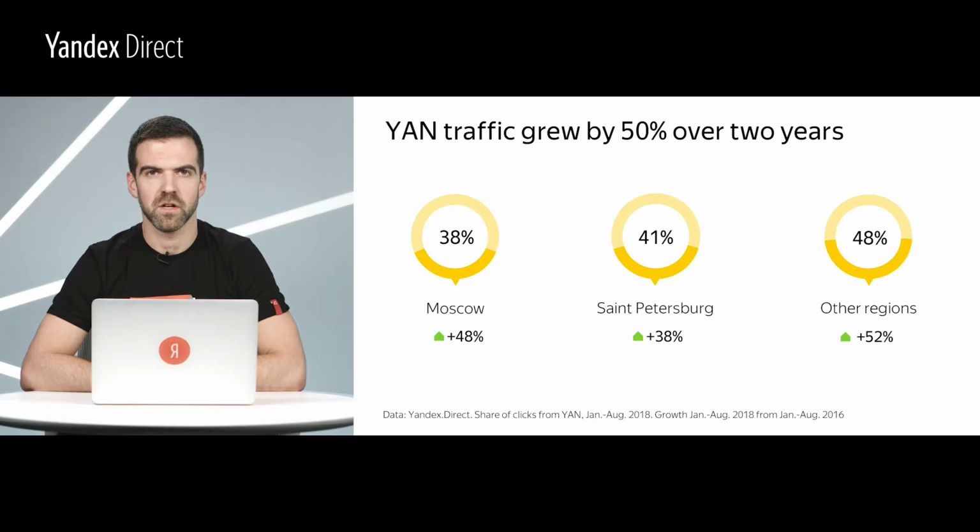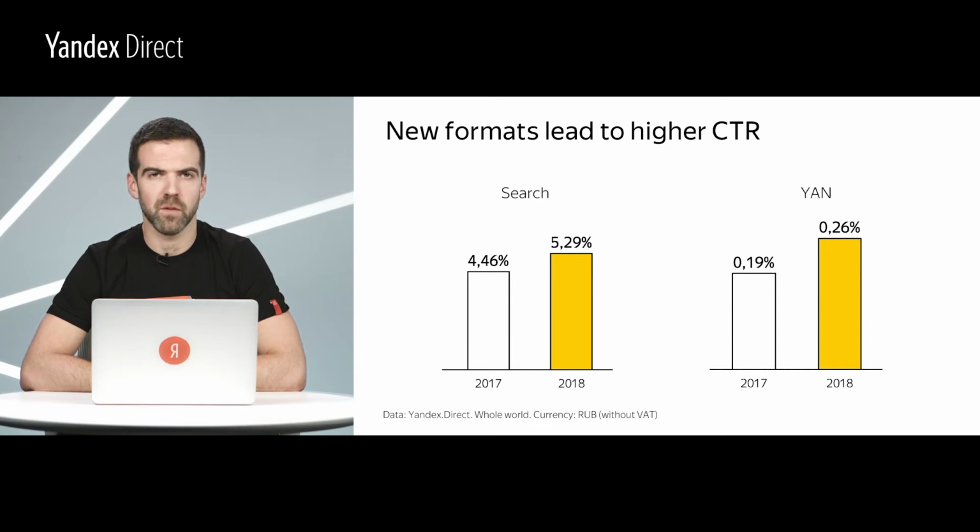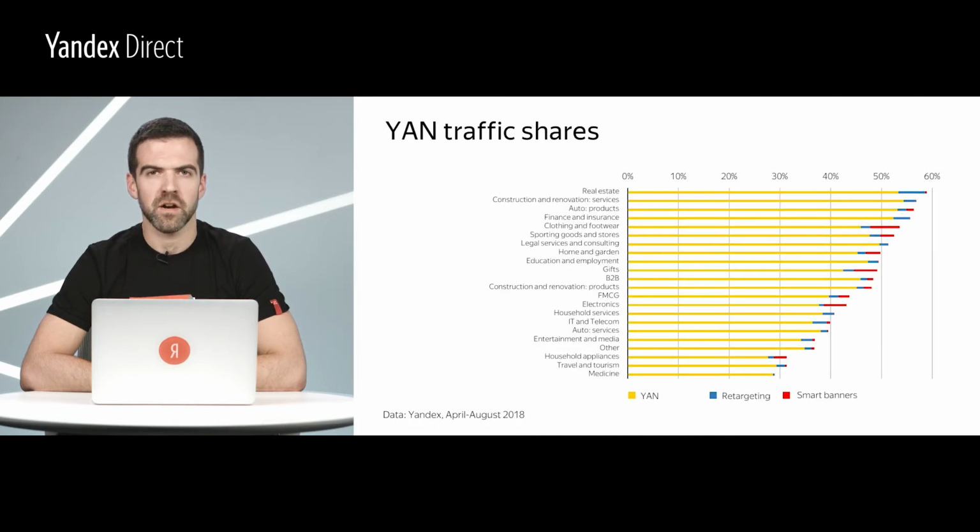The Yandex Advertising Network is growing both in terms of overall traffic amounts and in terms of conversions. Traffic from the Yandex Advertising Network has grown by 50% over the past 2 years. We regularly add new formats, and we are always working to improve our existing ones, and CTR continues to grow as a result. There are certain industries that get more than 50% of their traffic from the Yandex Advertising Network. For the real estate, automotive, financial services, and insurance industries, for example, the Yandex Advertising Network is a significant arena for interaction with new customers.